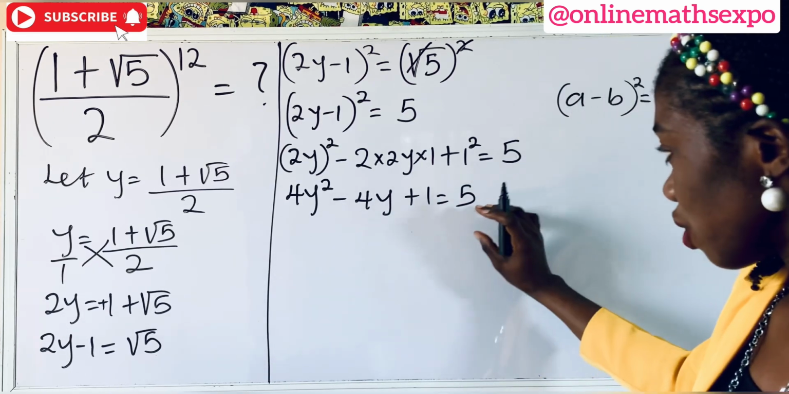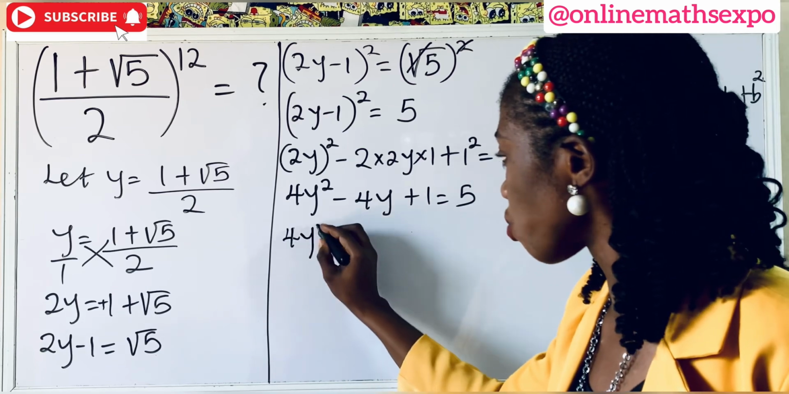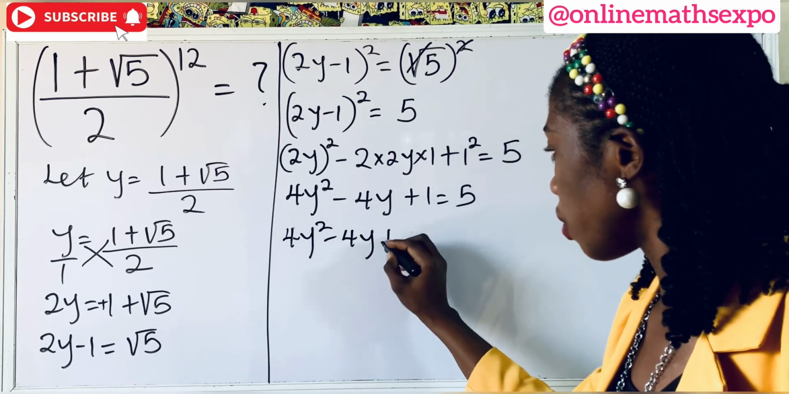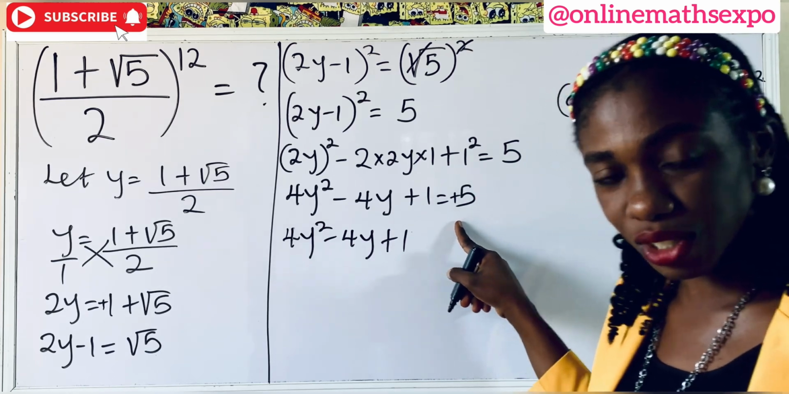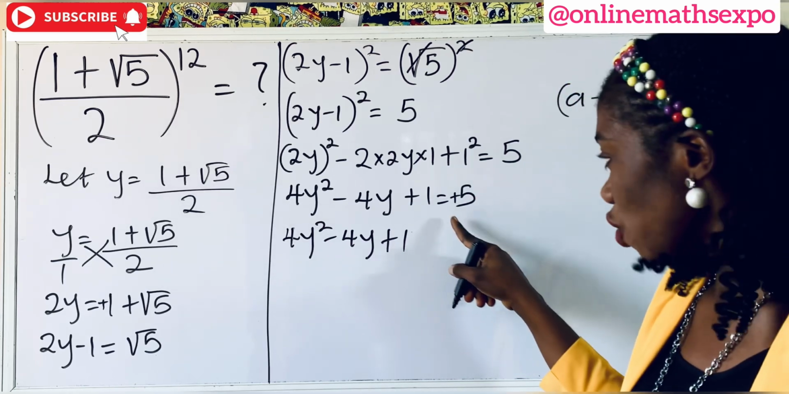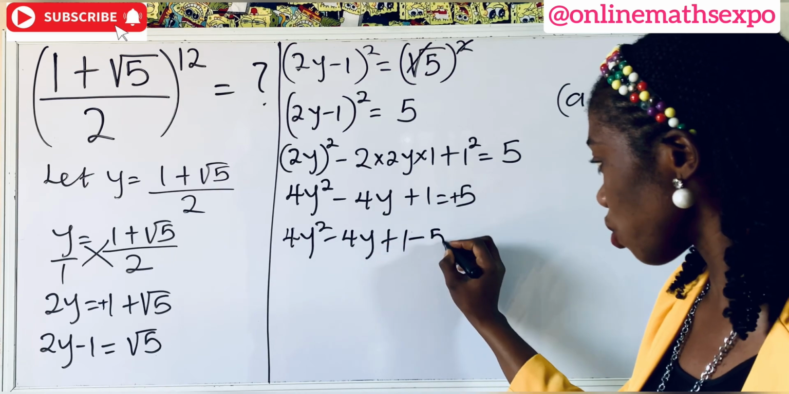We are going to still simplify to have 4y squared minus 4y plus 1. This is positive. I want to remove it from this side. So I'm going to subtract. So you subtract from the left, you subtract 5.